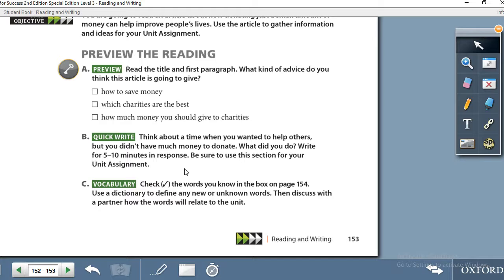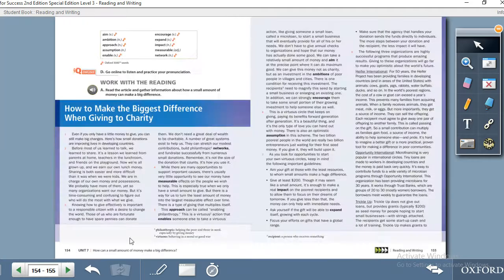Exercise C, vocabulary. Check the words you know in the box on page 154. Use a dictionary to define any new or unknown words. Then discuss with a partner how the words will relate to the unit. Let us now turn over to page 154.